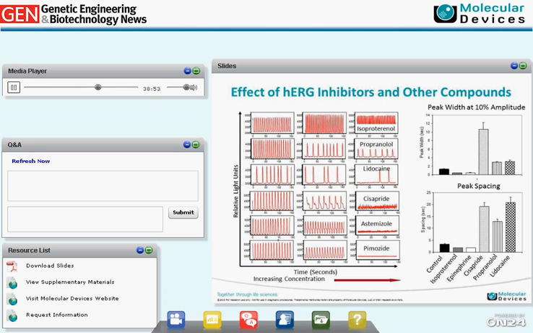It delays the repolarization of the contraction event, and so you see a very long, elongated peak width for this compound. And you can see the other hERG blockers, such as astemizole, pimozide, which also cause an increase in the peak width. Some other compounds like lidocaine, which is a sodium channel blocker, can interrupt the beating, although it doesn't have an effect on the peak width or the elongation.